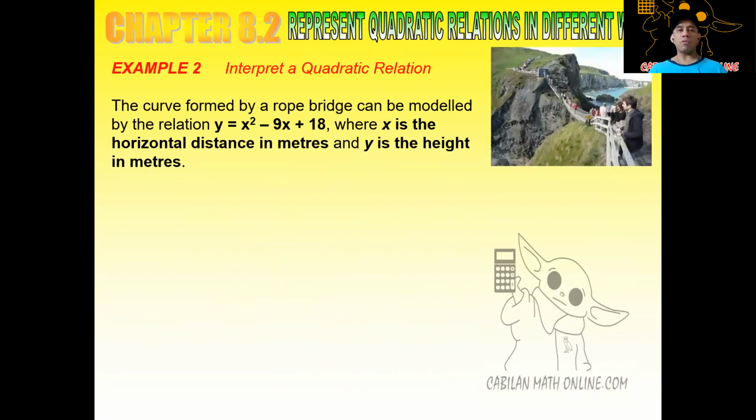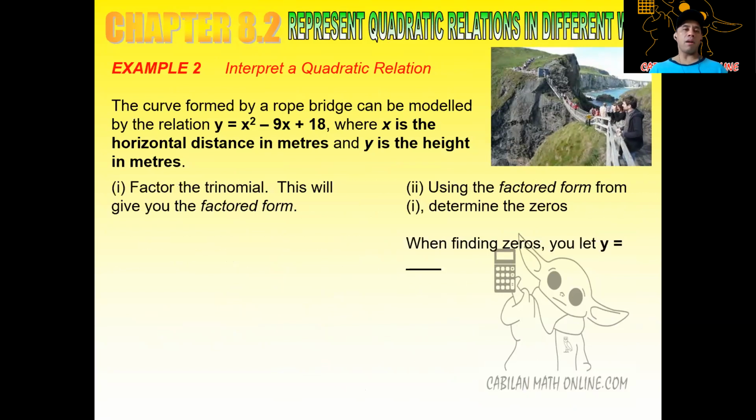And in this case, we're dealing with a bridge here. It says the curve formed by a roped bridge can be modeled by the relation y equals x squared minus 9x plus 18. x represents the horizontal distance across in meters, and y represents the height in meters. So what we want to do here is to factor out the trinomial first. We're going to use product and sum. The product here is 18, and the sum here is negative 9.